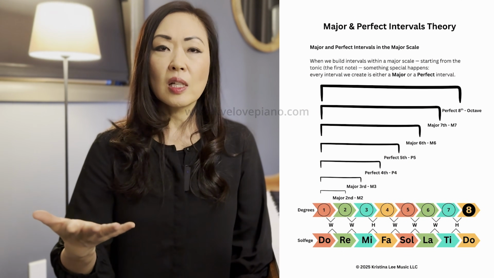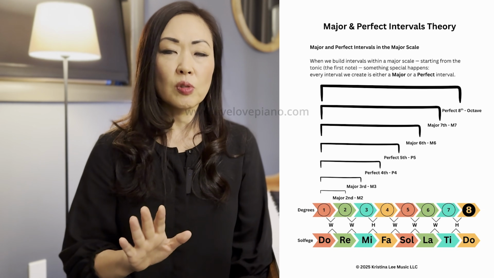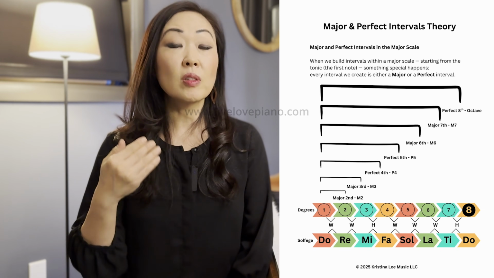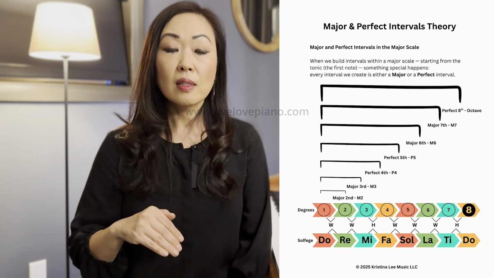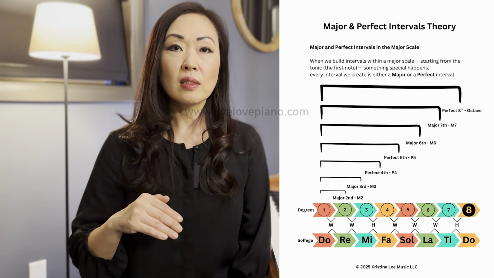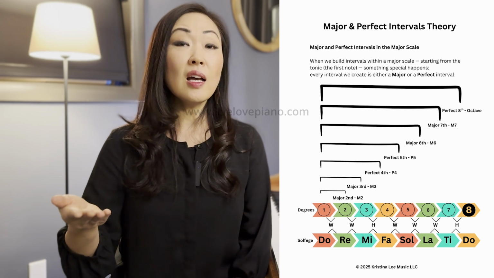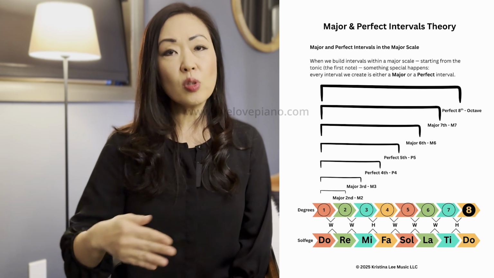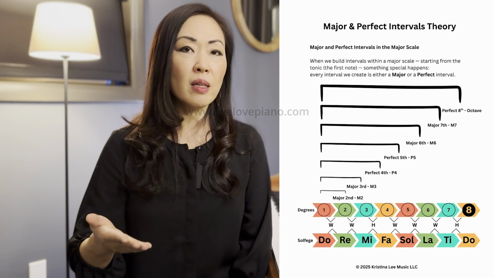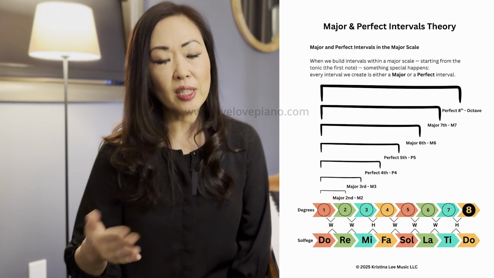When you learn major scales, you're going to know all the major and perfect intervals. So from the tonic to the second note, la la, that's a major second. And then the third note, la la, that's a major third. Now, the fourth note and fifth note have special names. They are called perfect.